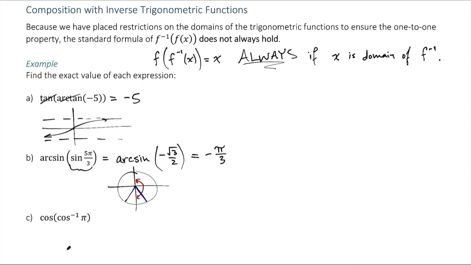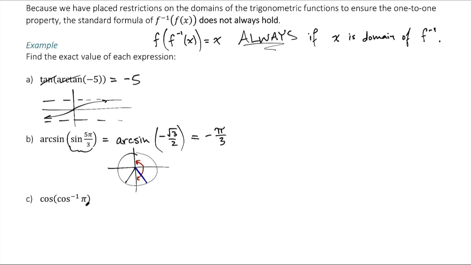Okay, and finally here we've got cosine of cosine inverse of pi. And this looks like this f of f inverse. Now, this is always equal to x, as long as x is in the domain of f inverse. So we look at this and we say I have cosine inverse of pi. Well, cosine inverse has a domain of -1 to 1. Pi is outside of that, which means there's nothing we can do because this right here is undefined, which means the whole thing is undefined. Undefined or does not exist.